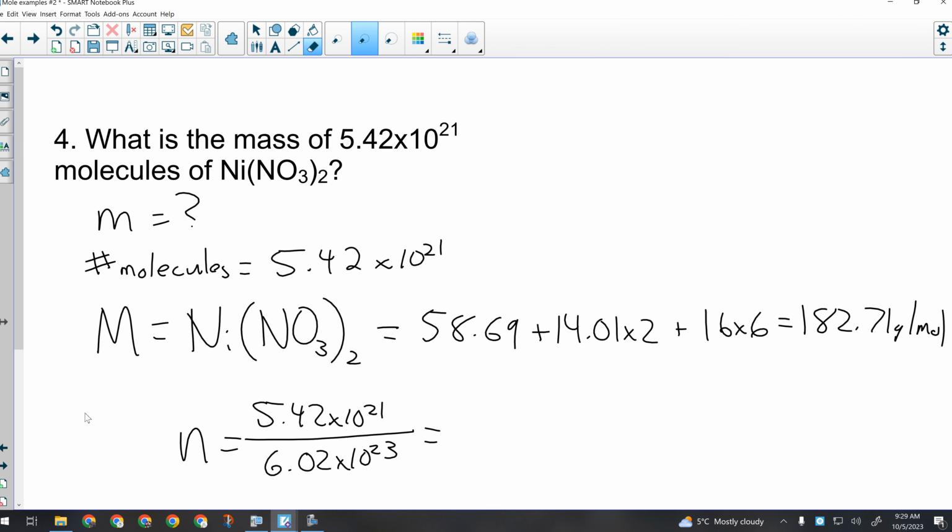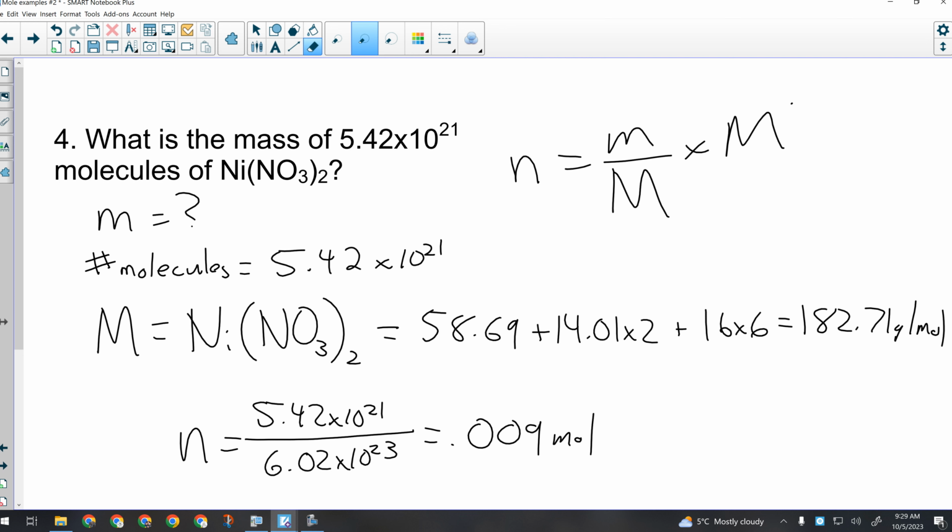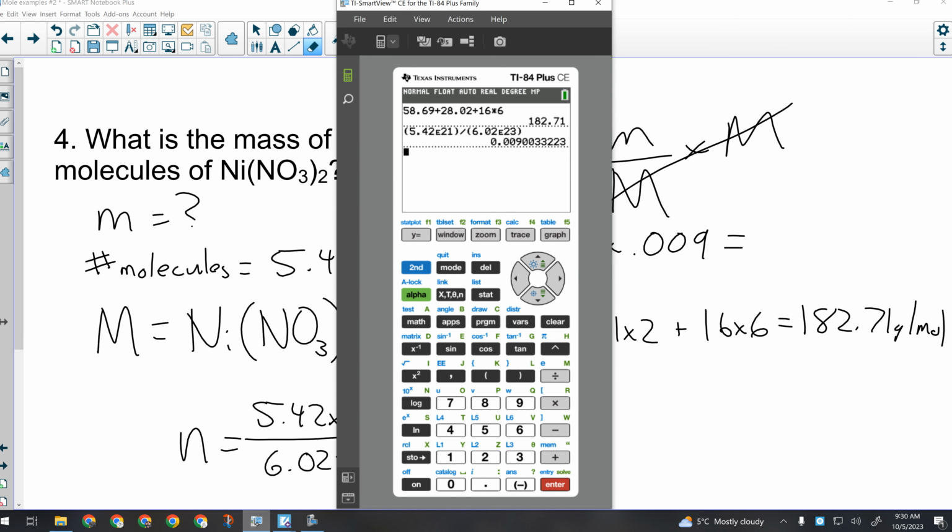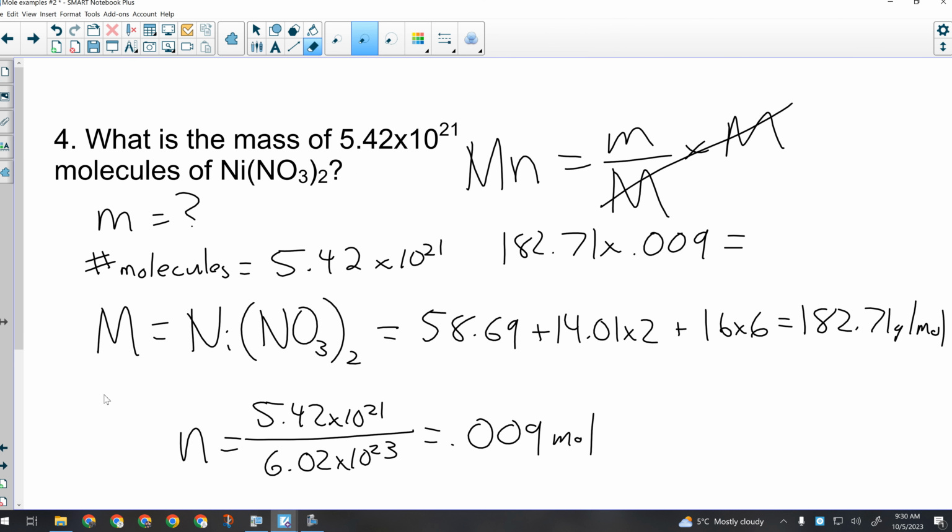Okay, all right, so now that I've got that 0.009 moles, now I have n and I have big M, so now I can go about finding the mass, little m. That's going to require our algebra. We're going to multiply both sides by big M, okay? And then we're actually going to plug in the math here, so that'll be 182.71 times 0.009, obviously with all the decimals that are in my calculator to get us our mass. All right, we have 1.64 grams of that stuff.